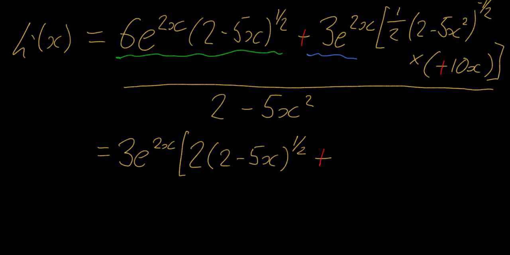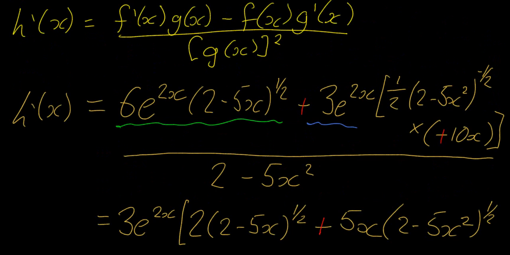So just make this negative sign positive. And so if this is 1 over here, so what's underlined in blue is factorized as 1. Since we took out 3e to the 2x, we're going to be left with half times 10x, which is 5x. And after that, we're left with 2 minus 5x squared to the power of half.